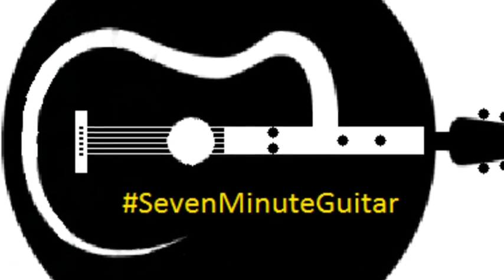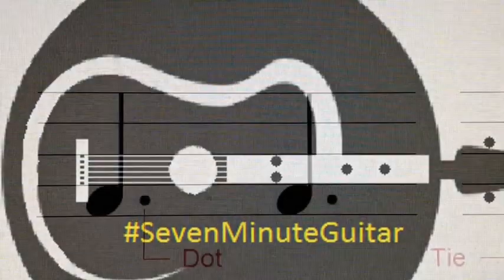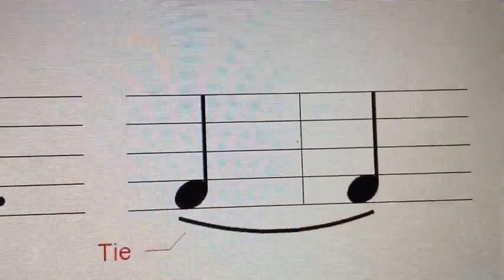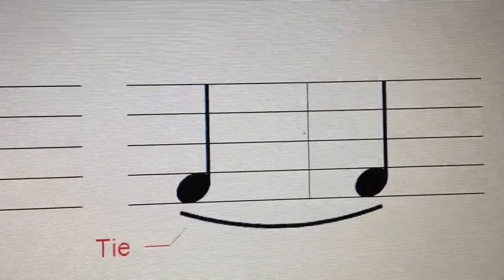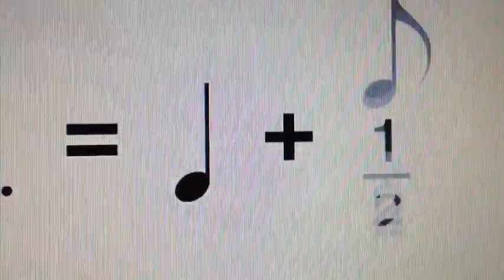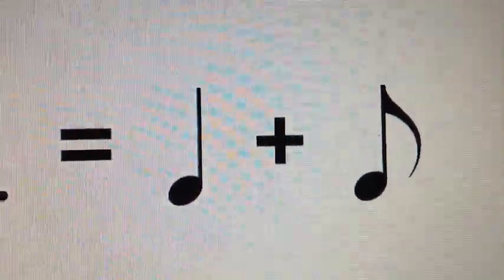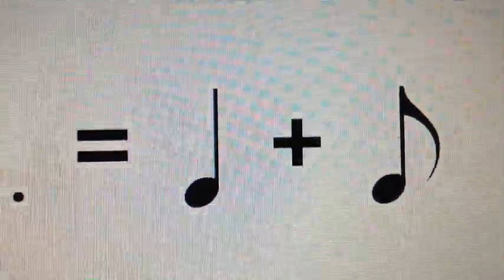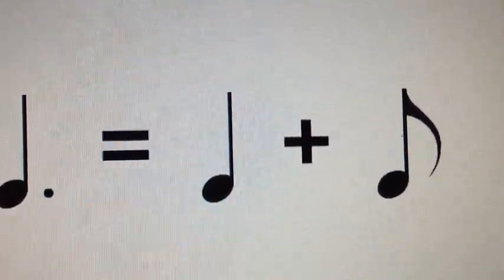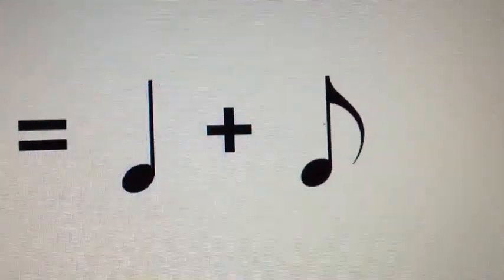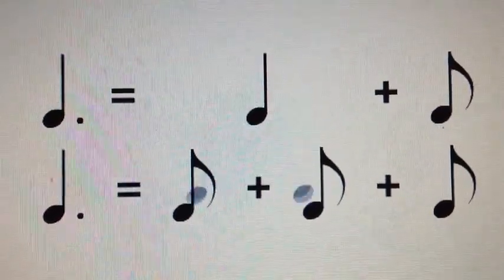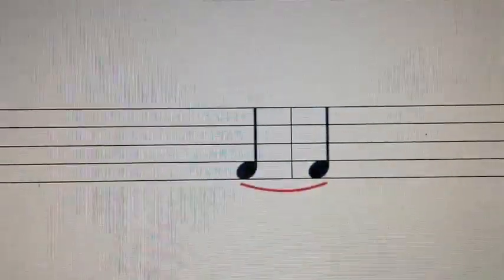Wait, there's more. Here's a bonus segment covering dots and ties. Augmentation dots and tenuto ties are two types of markings used to alter a note's duration. A dot increases the duration by 1/2. Since an eighth note is half the duration of a quarter note, we will substitute it for the half symbol. As you can see, a dotted quarter note is equal to a quarter note plus an eighth note. A dotted quarter note can also equal 3 eighth notes.